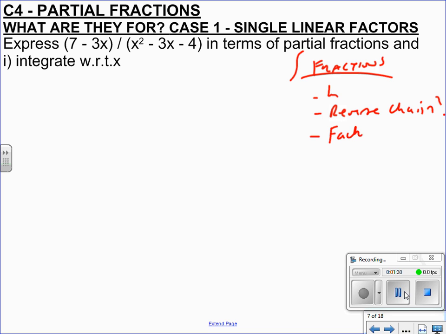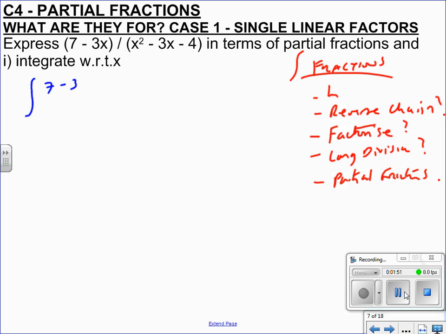No? Can we factorize it? No? Can we long division it? No. Finally, our last resort, partial fractions. Can we apply partial fractions? So partial fractions is the last possible thing that you will try because it takes so long and is otherwise unnecessary. So if I go through my list of stuff, if I have this integral here, is this ln?